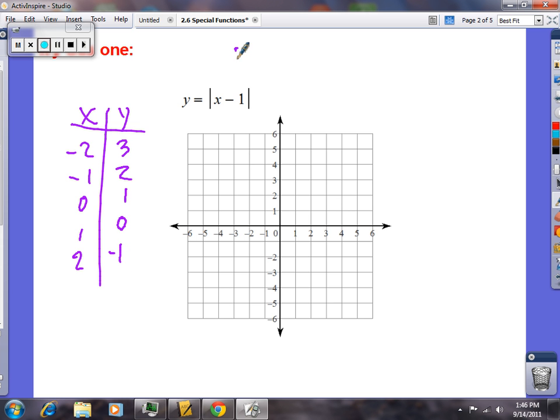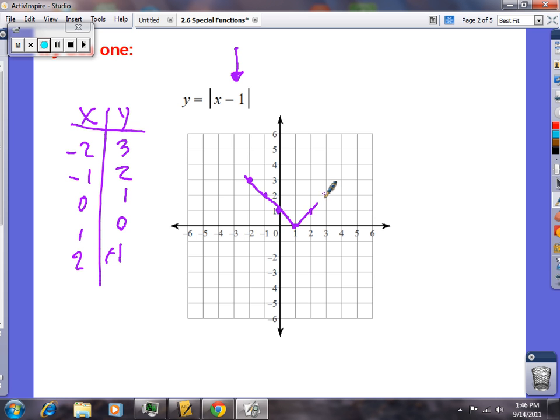Now look at this. What does this guy right here do? The -1 inside of it. So -2 up 3, over 1 up 2, 0 up 1, over 1, 0. Hold on. It's got to be a positive 1. So you kind of have a check looking thing, a backwards check.